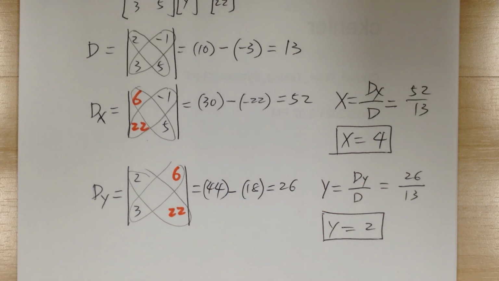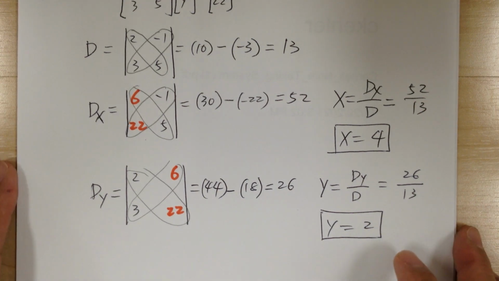So this is called Cramer's rule. Then you're going to do the same thing when you get to 3 by 3s. Okay, so let's go and do example 2.